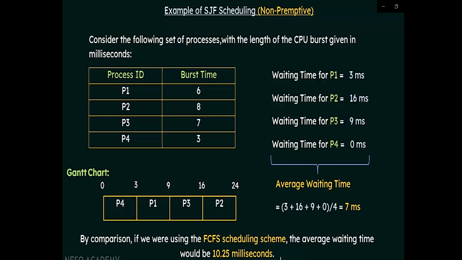Now if we compare this value with the first come first serve algorithm, first come first serve is not an efficient algorithm as compared to the shortest job first scheduling algorithm. So among FCFS and SJF scheduling algorithms, which one is efficient? The shortest job first scheduling algorithm is much more efficient as compared to the first come first serve algorithm.